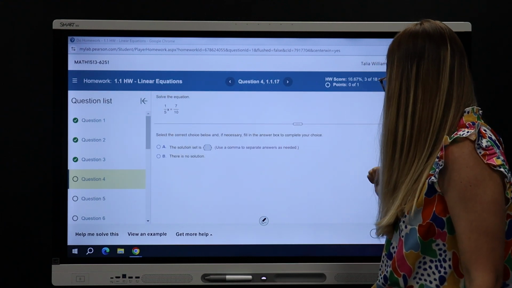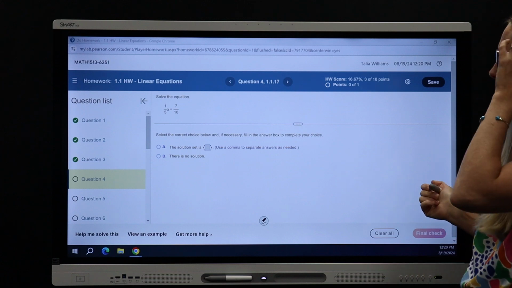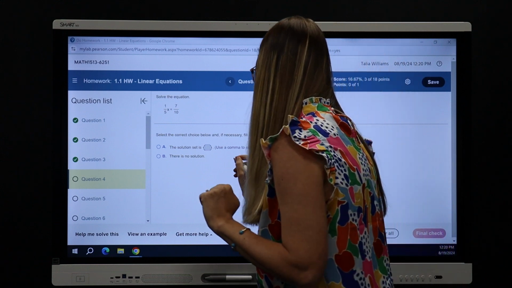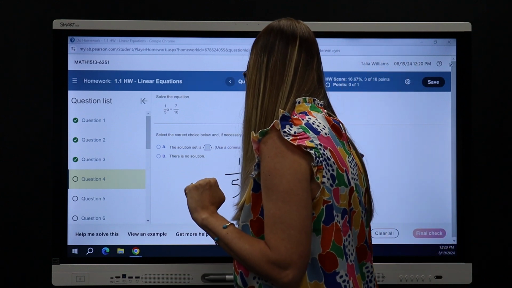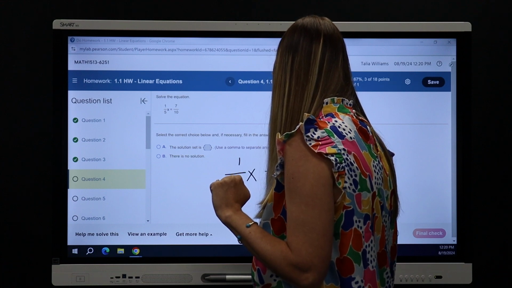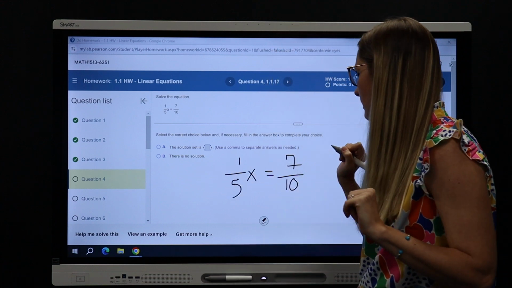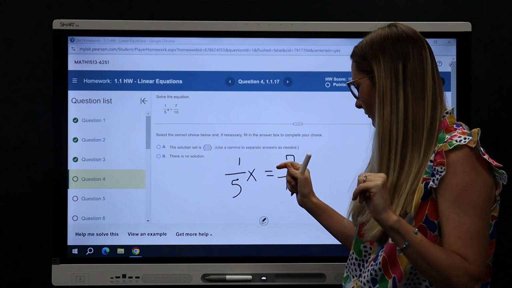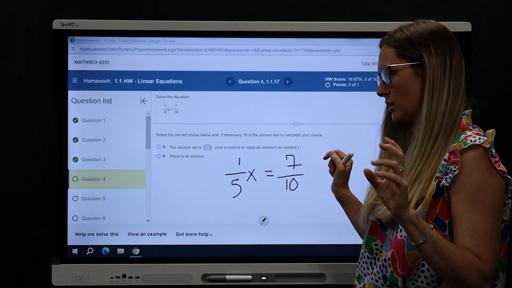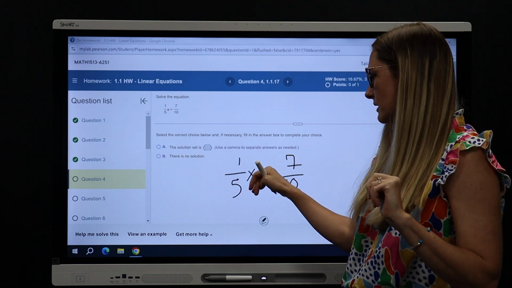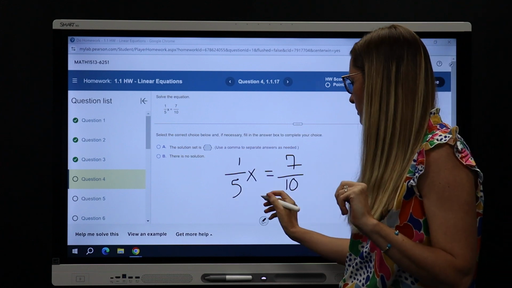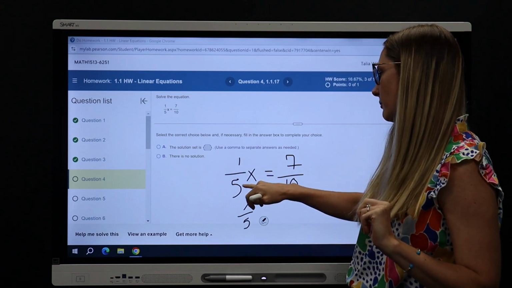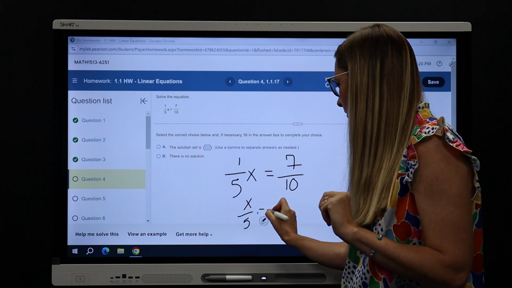Okay, this one's a fraction. We have 1/5 x equals 7/10. So whenever we have a fraction, we multiply, like it's 1 times x right now divided by 5. So it's the same as x over 5 right now, because you multiply by the top and divide by the bottom, equals 7/10.